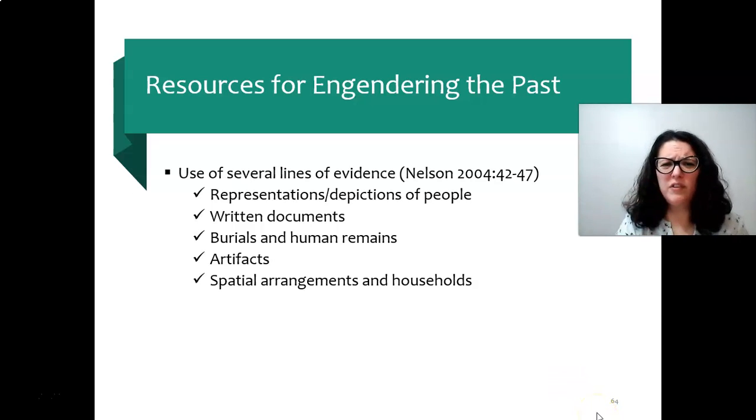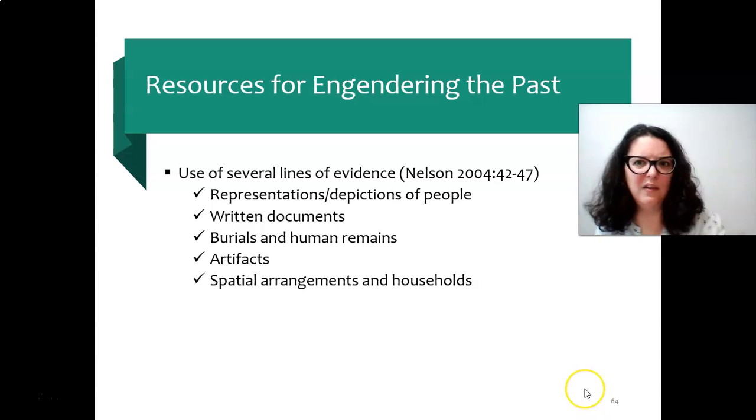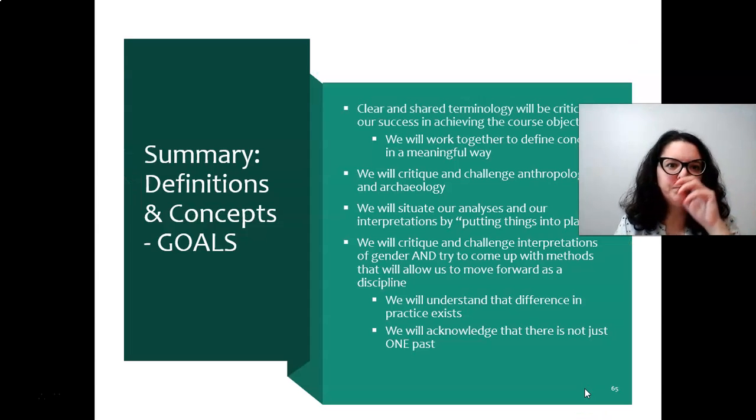And so we're going to look at several different types of evidence in order to engender the past. The readings I've assigned you look at everything from spatial arrangements and households, and we have a reading about a hotel even, which is really neat, to artifacts. Well, of course, we'll do a bioarchaeology component. We're going to look at representations and depictions of people, both in terms of artistic representations done by people in the past, but also representations of people in museums, in artwork, in Nat Geo, etc.